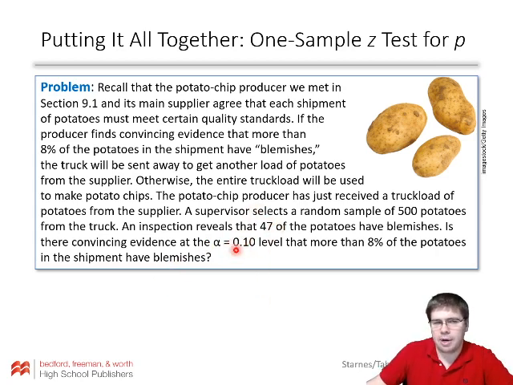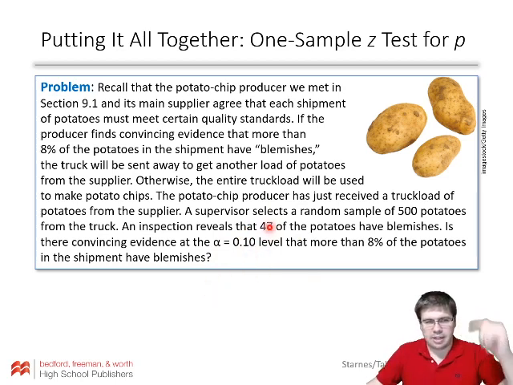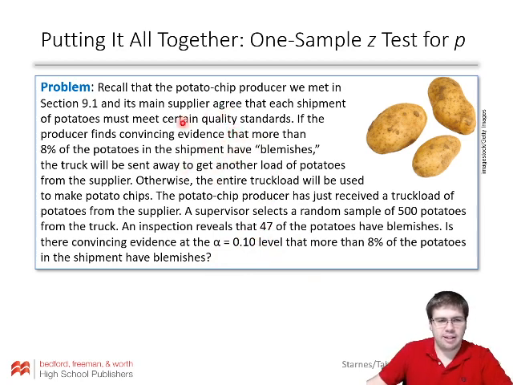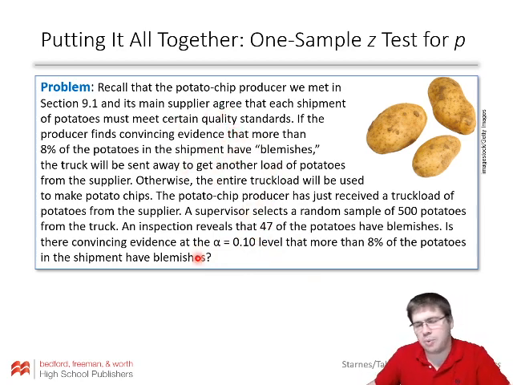So that's a pretty high alpha level. I mean, it's not absurdly high, but it's a higher one. So we're kind of okay with the type 1 error, which we could address more later, but it is that there are actually 8% blemished, but we reject it and send it back. So that would be, we're okay with that.